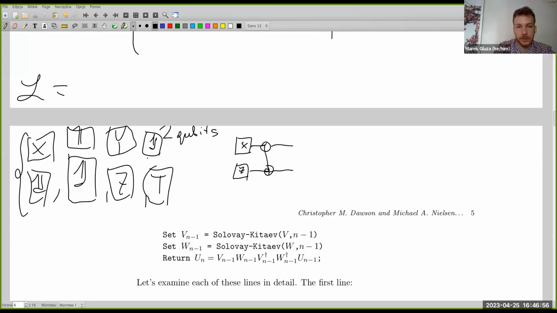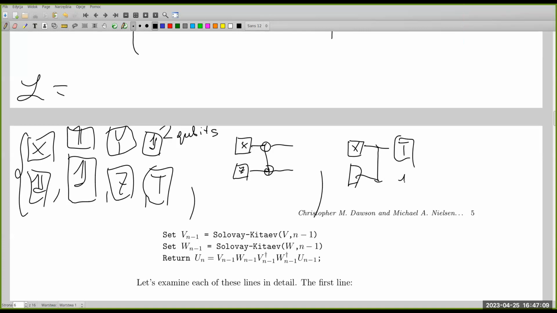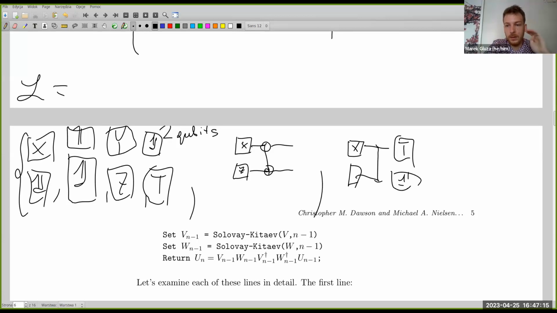Then I go to depth number 2. So maybe I will have X, Z, and CNOT. Then maybe I go to depth number 3, and maybe that's already it. So I will put the CNOT here and the T gate here. So this lookup table is gonna be enormous. The lookup table will be all possible combinations of those gates with depth number 5, for example.